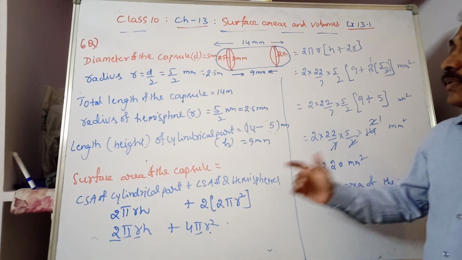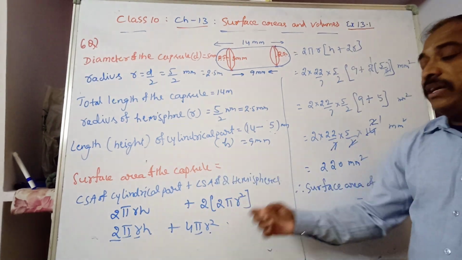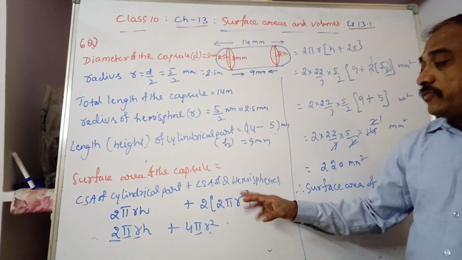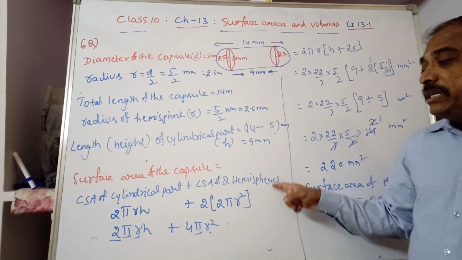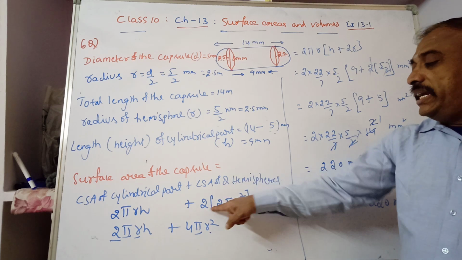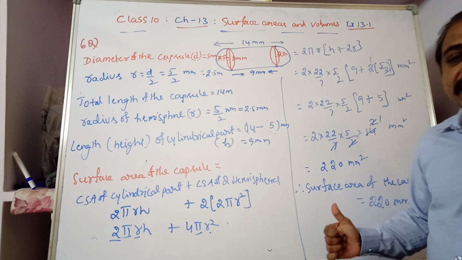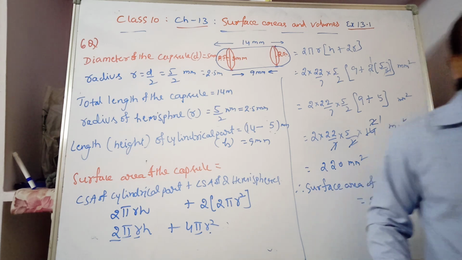Even if you get confused, you can calculate separately: 2 pi rh separately, 2 pi r square separately, 2 into 2 pi r square. Why? One hemisphere CSA is 2 pi r square. Like that we have 2, so 2 into 2 pi r square. Do you understand? Is it clear?